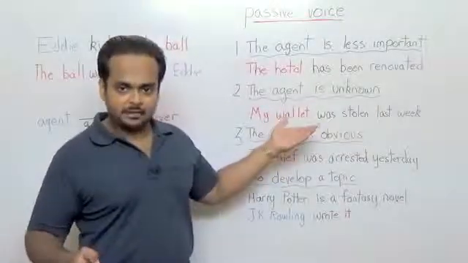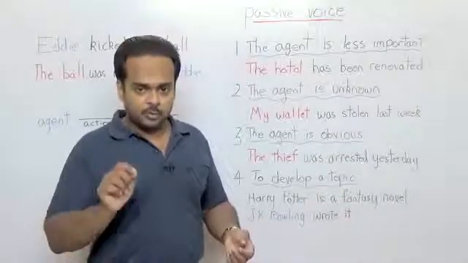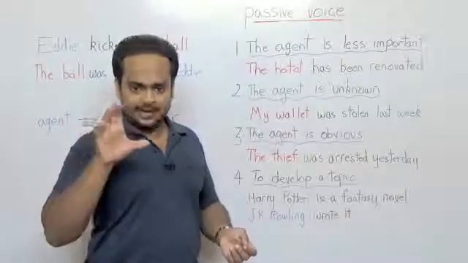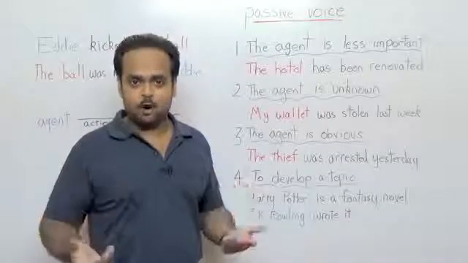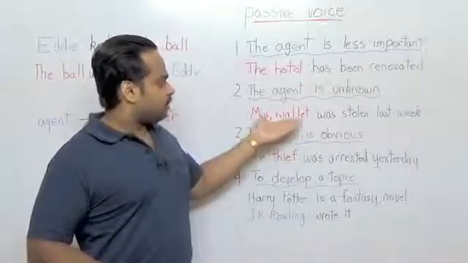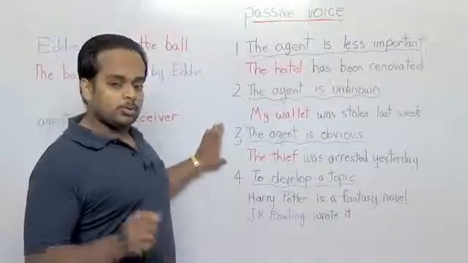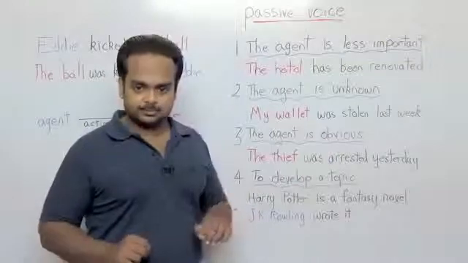This is in the passive, and once again we have left out the agent. The reason here is that that agent is unknown. So we're focusing entirely on the wallet because after all that's what's important to me, my wallet, right? So my wallet was stolen last week. All right, the third situation where we prefer the passive is where the agent is obvious.